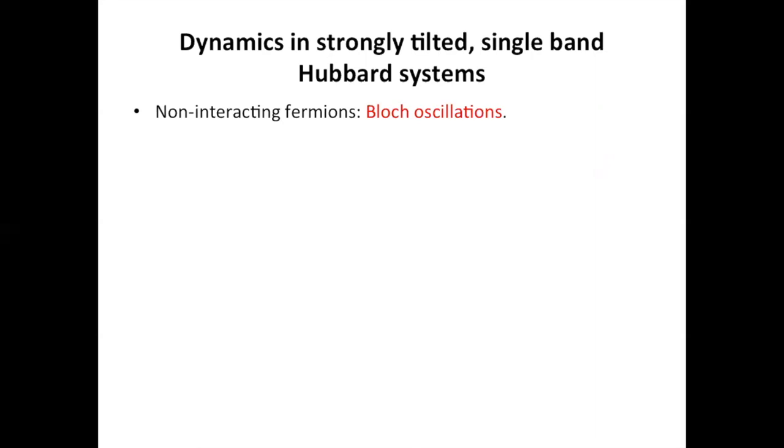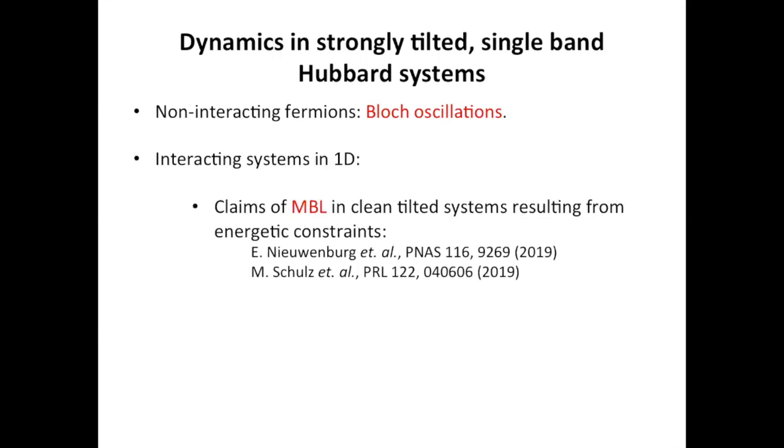You know that if you're working in a single particle system and you apply a large gradient, and you don't have any interactions, then you get Bloch oscillations. You can think of the system in the limit of large gradients as being Stark localized: the particles are localized on a single particle level. There were a couple of papers earlier last year that claimed that even in the interacting limit, you would still get some sort of localization in a clean tilted system.